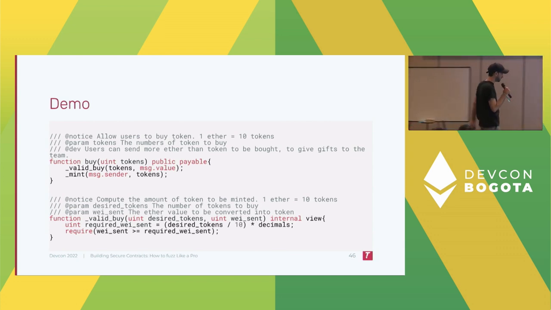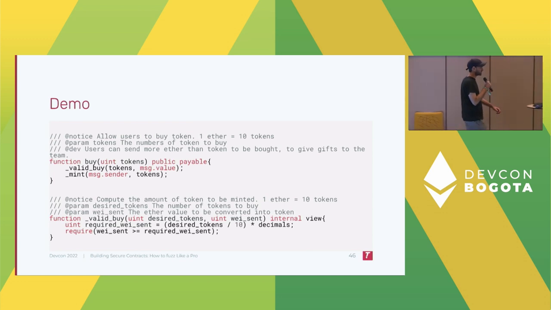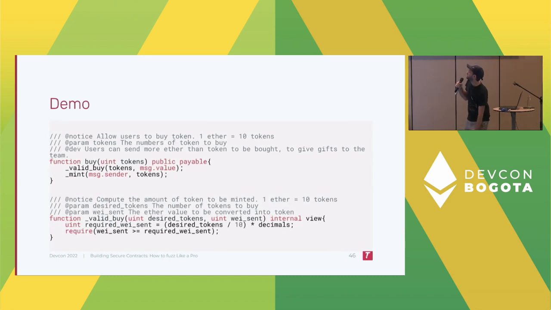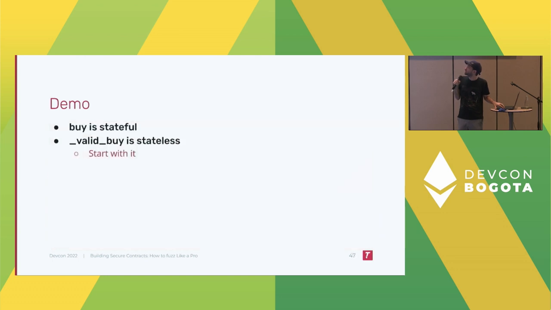Yes, exactly. So the property is related to the amount that we can get given the number of wei that is sent. The first thing is this code will depend on the state. We don't have the mint function, so we don't know what is inside. However, we have the valid buy function that is abstracting the thing that we want to test. So we will start with valid buy, which is a pure stateless function.